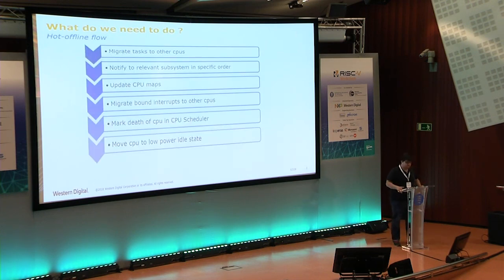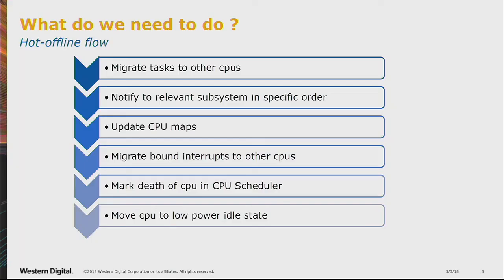So how do we do this? This here is our flow for how we take a CPU offline. The first thing we have to do is migrate whatever tasks are on the target CPU to other CPUs. Then we notify the relevant subsystems that the CPU is no longer there. We update the CPU maps to reflect this change of disabling the CPU. We have to migrate any interrupts bound for the target CPU to other CPUs. We have to mark the death of the CPU in the scheduler. And finally, we have to move the CPU into a low power idle state.